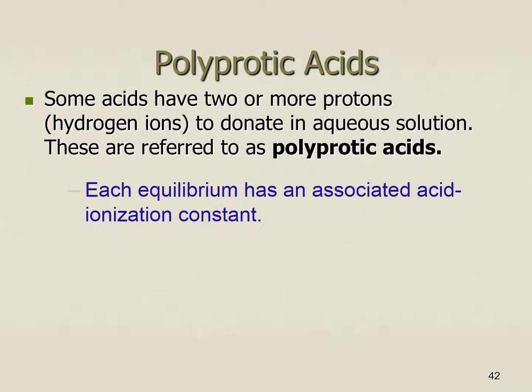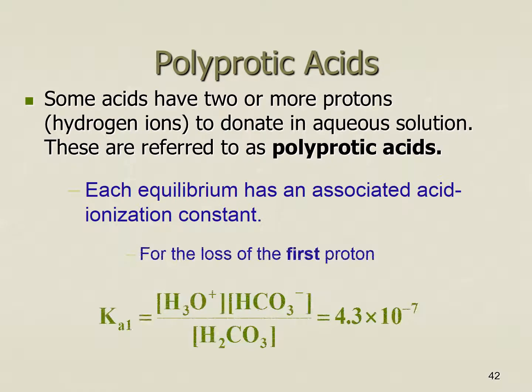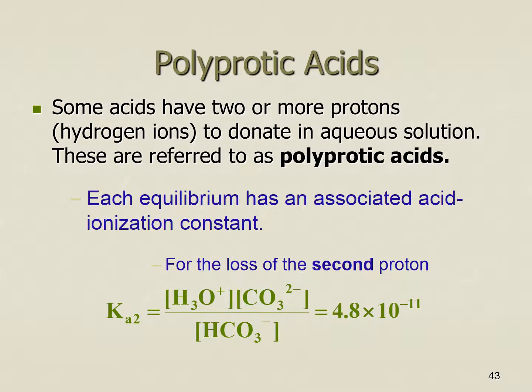All right, so we do know that each equilibrium has a Ka value associated with it, and we can write the Ka expression. For the first reaction, we have a Ka of 4.3 times 10 to the minus 7th, and you can see here we have H3O+ times HCO3- over H2CO3. Then for the second proton, we have another Ka expression. This time it's CO3 2- times H3O+ over HCO3-. And you can see there's a second Ka value, 4.8 times 10 to the minus 11th. And again, we know that the second Ka is smaller than the first Ka.